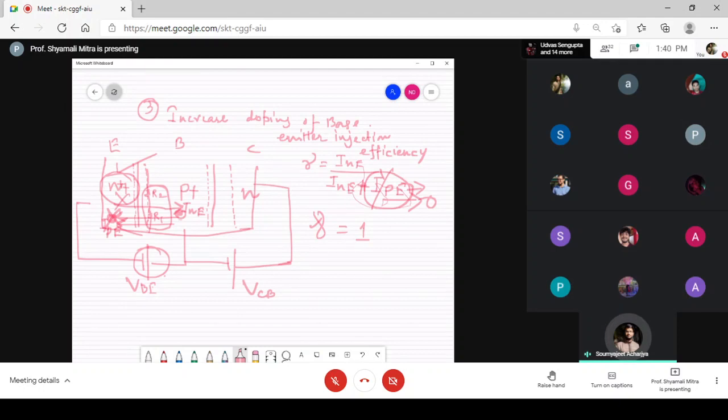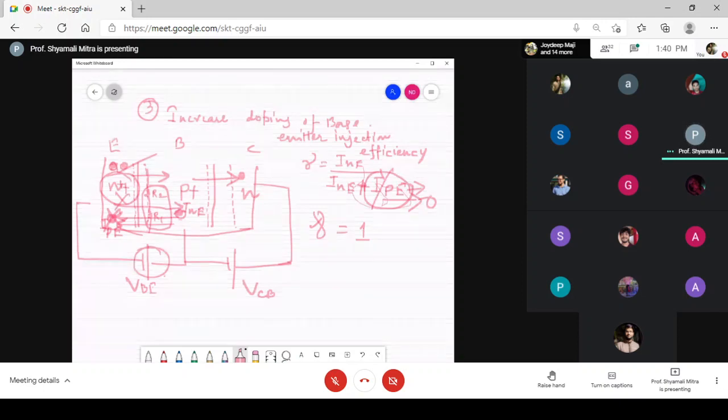Ma'am, the loss is of holes, so what do I gain by increasing the electrons? IPE, this loss, is small because the majority carriers are much larger compared to the minority carriers, so that the number of electrons that will be crossing from this side to this side, this junction, and hence finding this junction, will be much more.